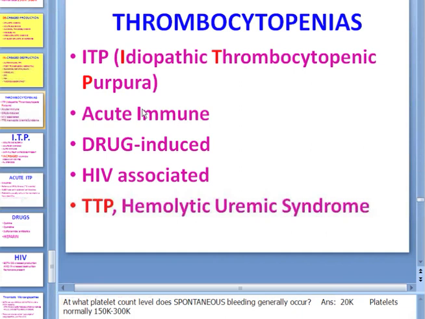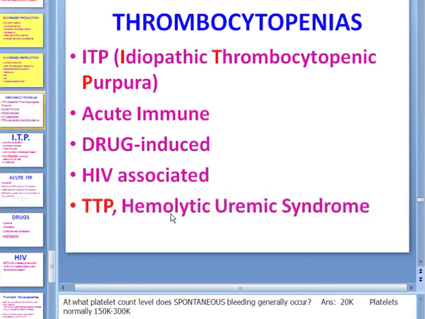The drug-induced thrombocytopenias are just due to the fact that some drugs, and we've already named them, are associated with damaging platelets. We said a lot of antibiotics, the antimalarials, and especially heparin. And remember, HIV not only interferes with platelet production, but it's also associated with platelet destruction. So remember, HIV, with all the things we said about it so far, think thrombocytopenia as well.